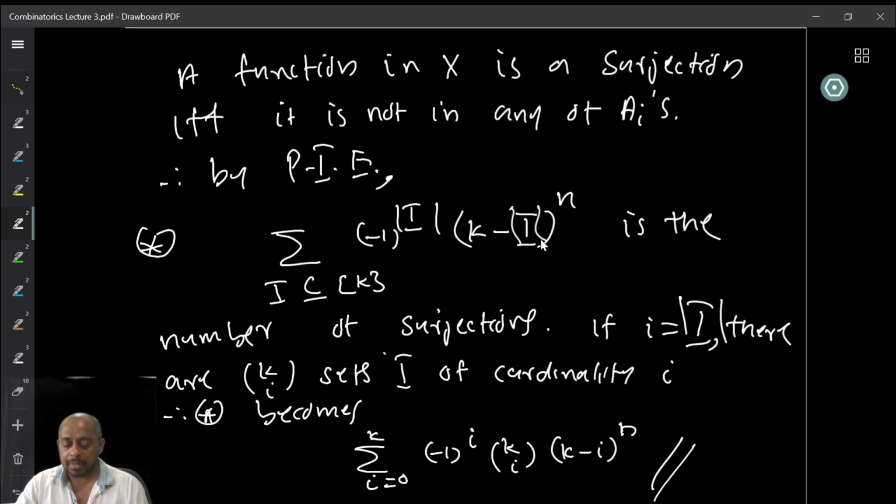Now, if I put small i equal to cardinality of I, there are k choose i sets I of cardinality precisely i, and therefore using this observation, we can rewrite this summation as the summation i equal to 0 to k of minus 1 whole raised to i, k choose i, and k minus i whole raised to n, because i is the cardinality of large I. And this is precisely what we wanted to prove, right? So the summation i equal to 0 to k of minus 1 whole raised to i, k choose i, into k minus i whole raised to n, that is the number of surjective functions from an n element set to a k element set.